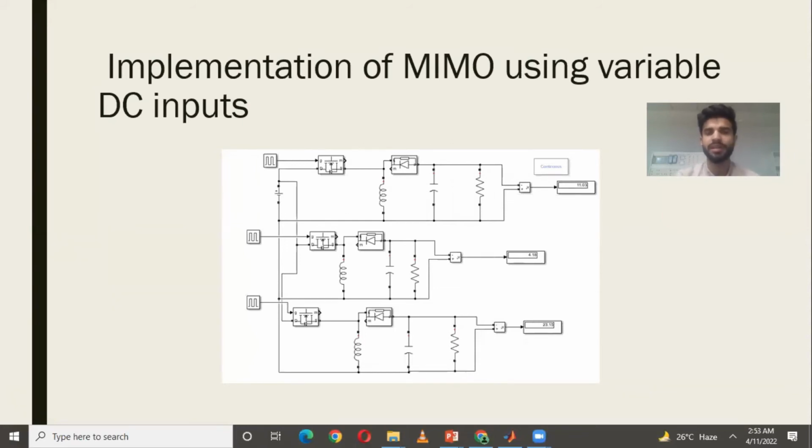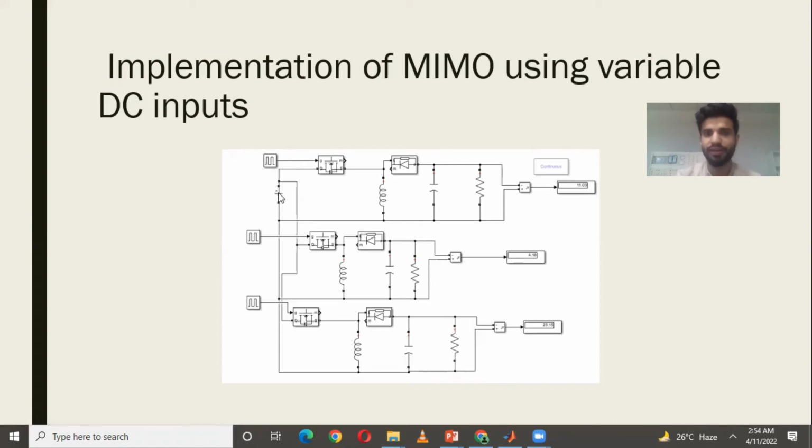So if we come towards implementation of the MIMO converter using variable DC inputs, here we can see there is a source. We did not define 12 volts or 15 volts here. Instead, we have defined V base, a variable, in its place. The reason behind this is we need different duty cycles here. When the input is changed, there would be a different duty cycle. So in order to change the duty cycle with the input, we give a variable instead of a fixed value, and then we use the formula of duty cycle in the place of duty cycle.